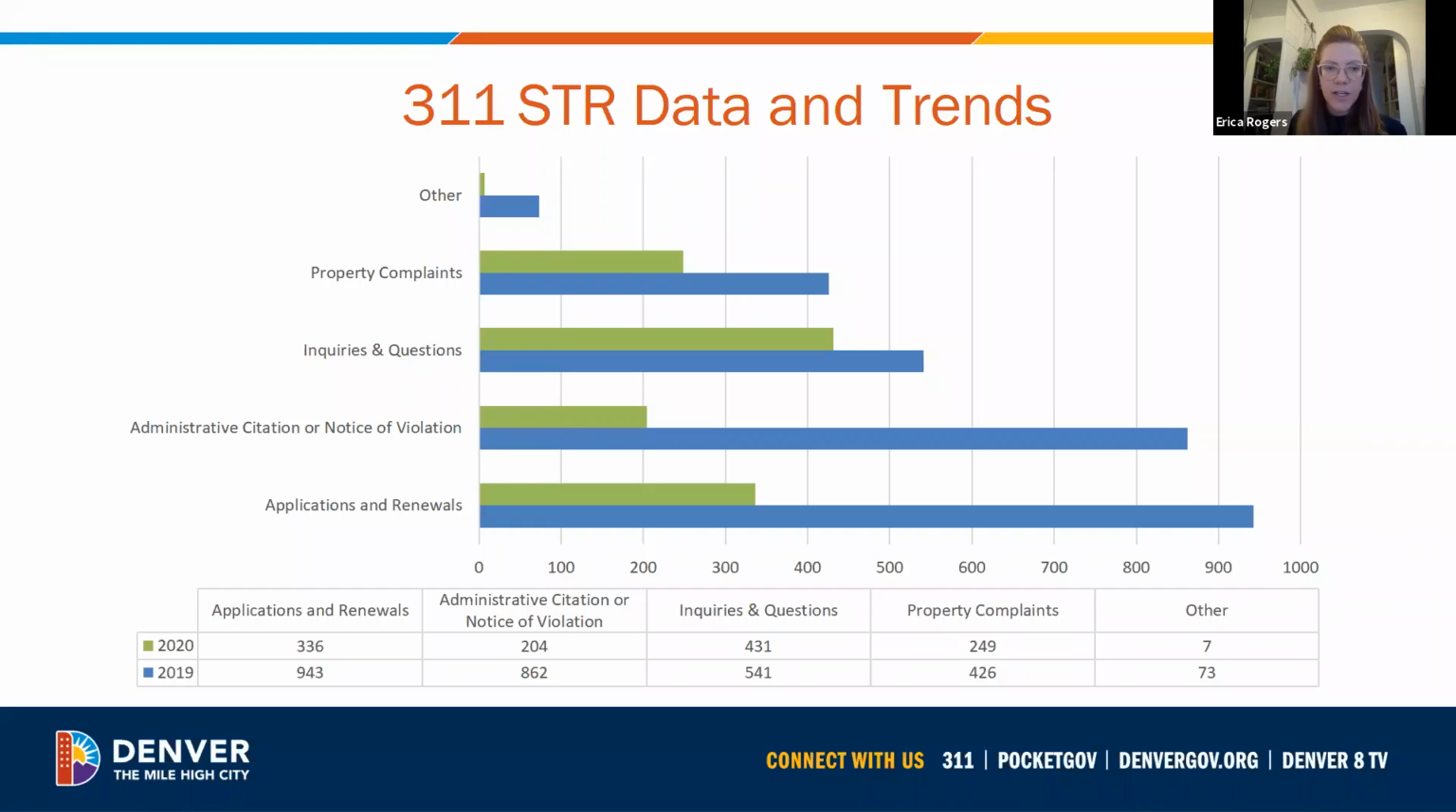We're seeing only a slight decrease compared to the timing of last year about property complaints, but we're pretty on par for general inquiry. This is that same data, just shown a little more broken down. So this is by month, the number of calls we got in each category.